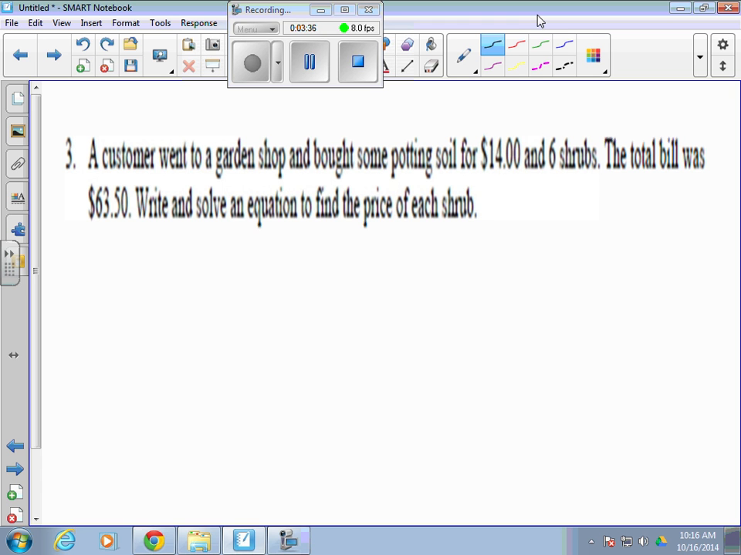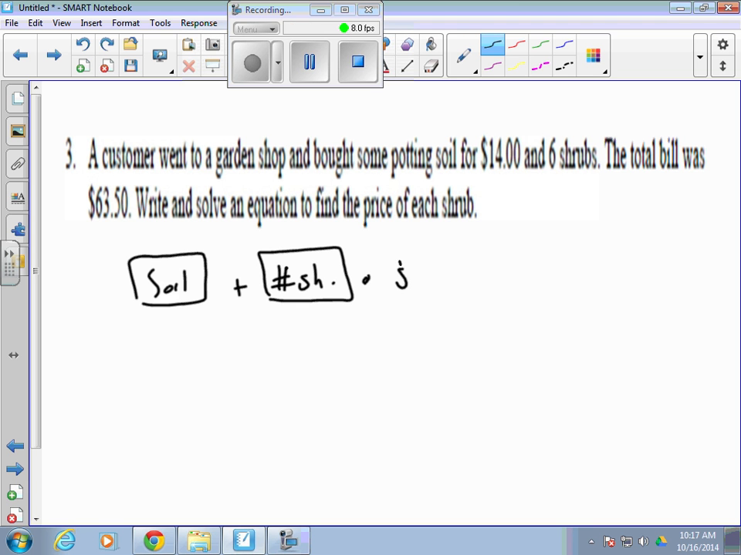Number 3 says a customer went to a garden shop and bought some potting soil for $14 and 6 shrubs. The total bill was $63.50. Write and solve an equation to find the price of each shrub. Well, the cost of the potting soil plus the number of shrubs times the cost of the shrubs, so the money of the shrubs, is equal to the total. So that would be your verbal model.